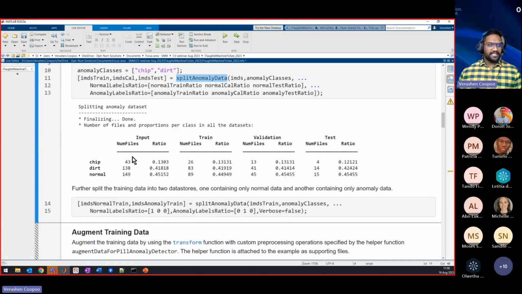Over here, for example, under all the input files, 43 of them have chips in them, and that corresponds to roughly 13% of the input files having chips on them. Over here, you'd often see the word validation used. In this example, it's synonymous with calibration, and we have 41 images of dirty pills, corresponding to, coincidentally, 41% of the images in the validation set being of dirty pills, and so on. This is a really useful function because it gives insight into what your data looks like and what's being used to train your model. And of course, that's quite important for model governance purposes.